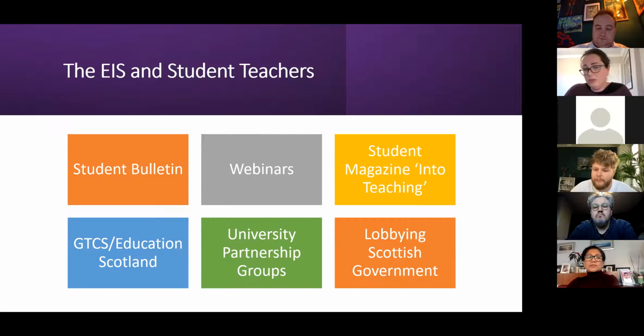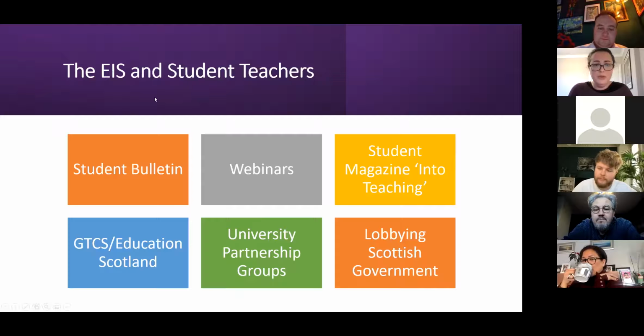And also, you know, we would be lobbying Scottish Government quite often around numbers in terms of recruitment for student teachers to make sure that everything's balancing up properly. But if you have issues, you raise them with us and we'll do our best to raise them wherever it's most appropriate to do so.